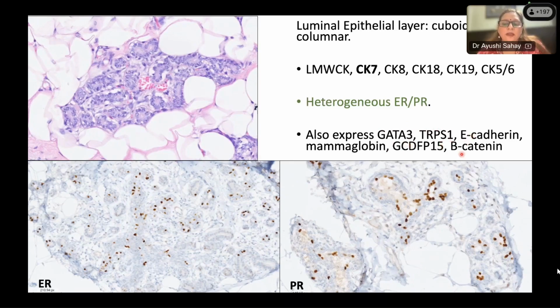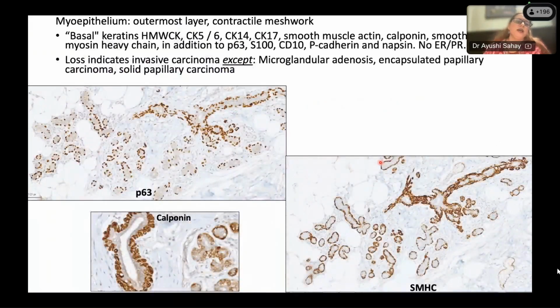They also show membranous expression of E-cadherin and beta-catenin, and cytoplasmic expression of proteins called mammaglobin and GCDFP15, which sometimes help to identify whether the lesion is of breast origin or not. In addition to the epithelium, we have the myoepithelial layer, as I said, which is the outermost contractile meshwork. This can be highlighted by basal keratins, such as high molecular weight cytokeratins, CK5, 6, 14, 17, or other markers like smooth muscle actin and calponin, which are more commonly available in most labs.